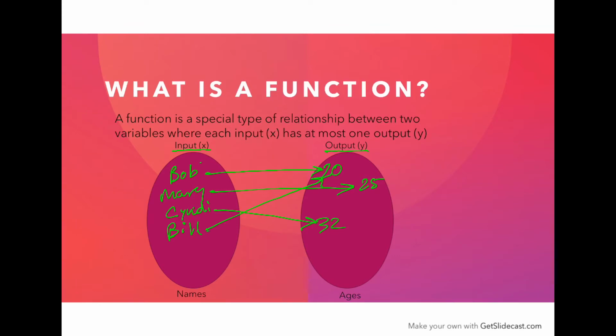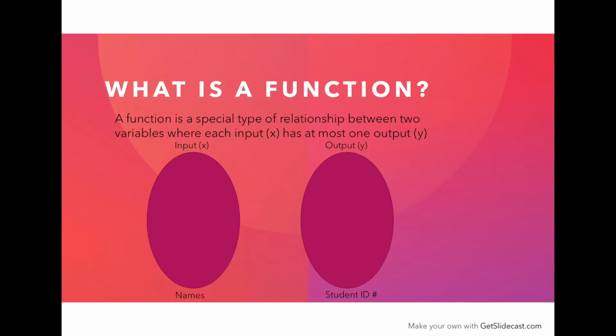Now, it's okay for two different people, like Bill and Bob, to have the same age. That's okay, as long as Bob is always going to be the same age, as are Mary and Cindy and Bill. In other words, they're only going to have one age per person.